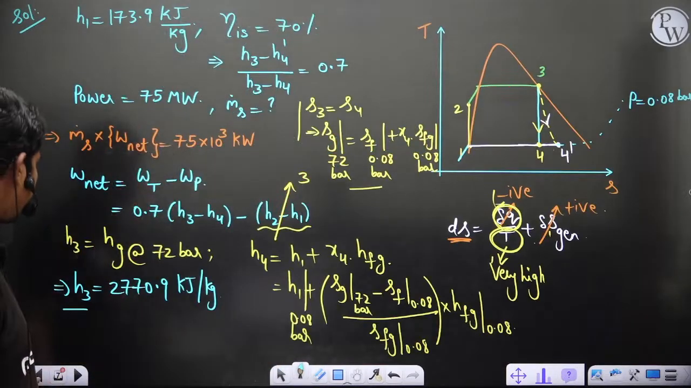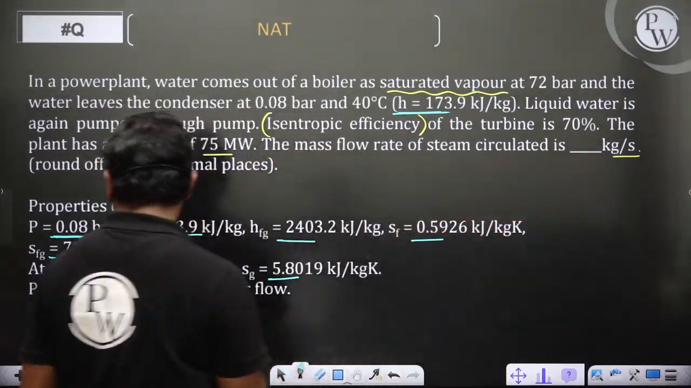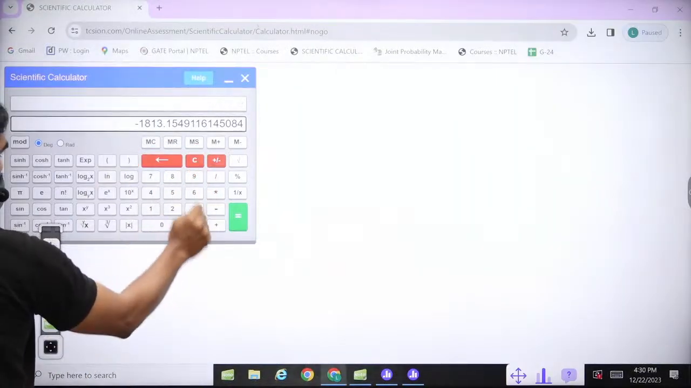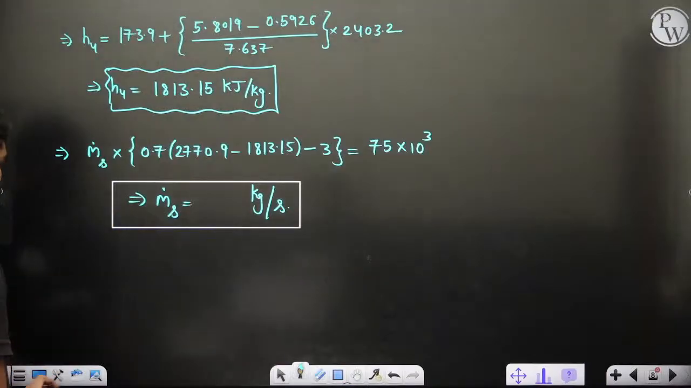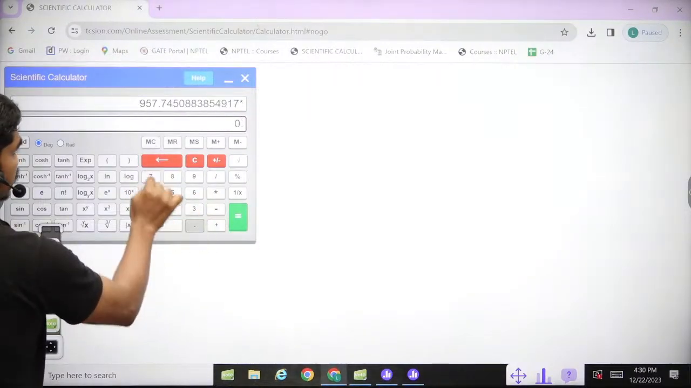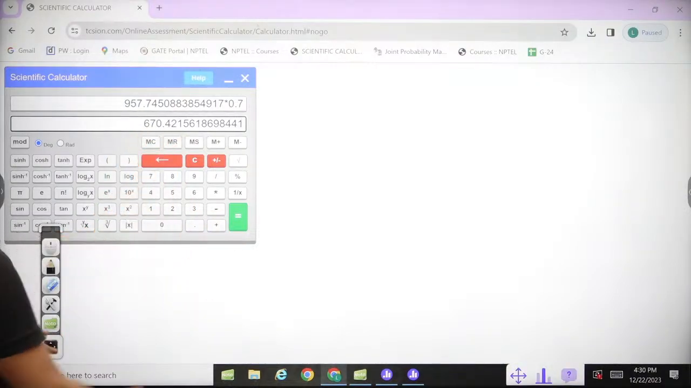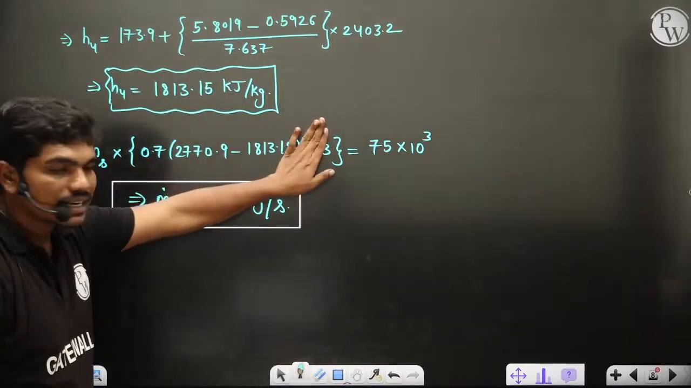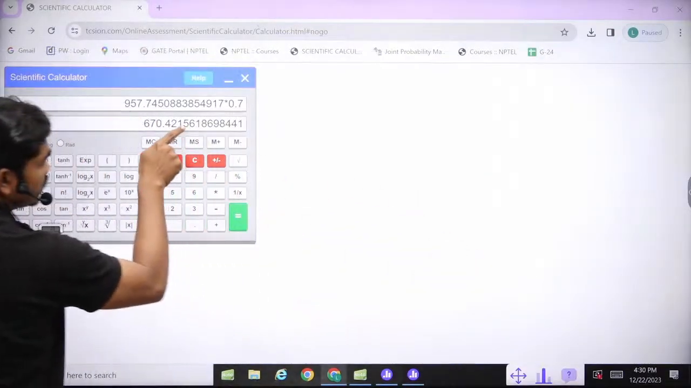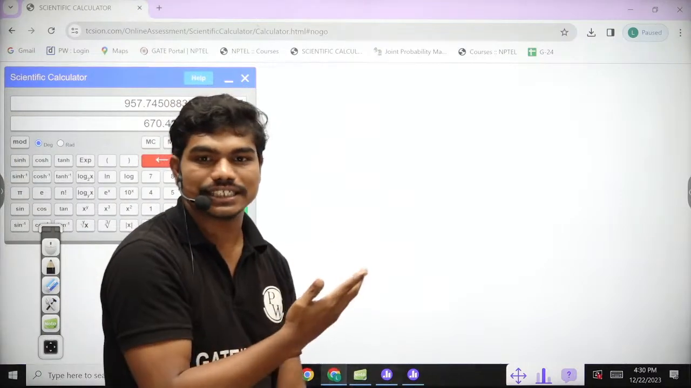And what are the units they are asking in the question? They are also asking in kgs per second. Good. Let us do this calculation. So now subtract this from 2770.9. So this value into 0.7. Okay, so this is the value 670.42. Now see here, even if you neglect this, pump work is only 3 kilojoule per kg. Even if you don't subtract this 3 from this 670.42, still you have 667. So value doesn't change.